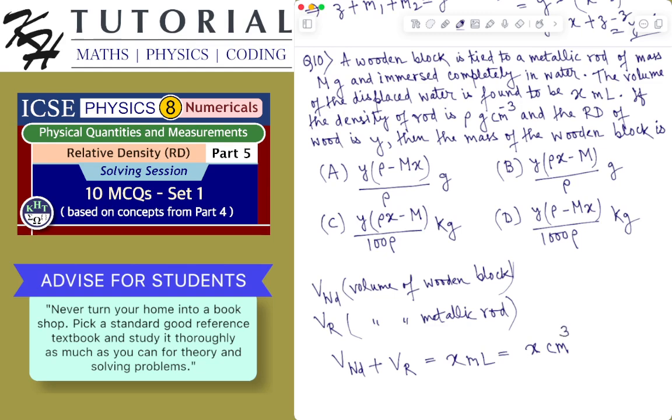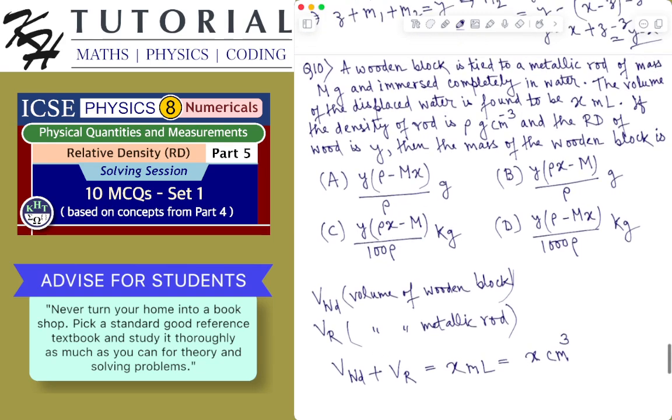Somehow we have to find the volume of the wooden block. Now from here we can find the volume of the wooden block if we can find the volume of the rod. Can we find the volume of the rod? The density of the rod is given. The mass of the rod is given to be M gram. Also, the density of the rod is given. So we can clearly know the volume of the metallic rod.